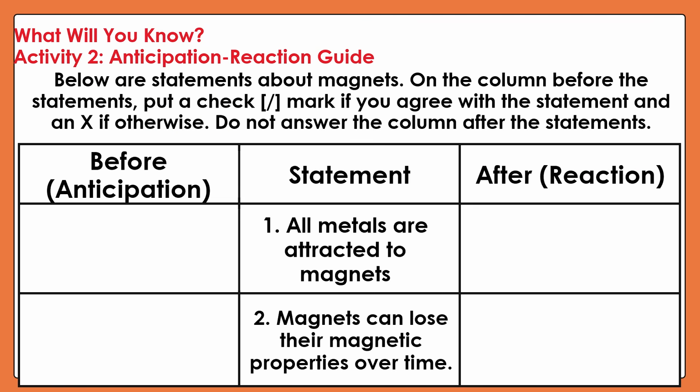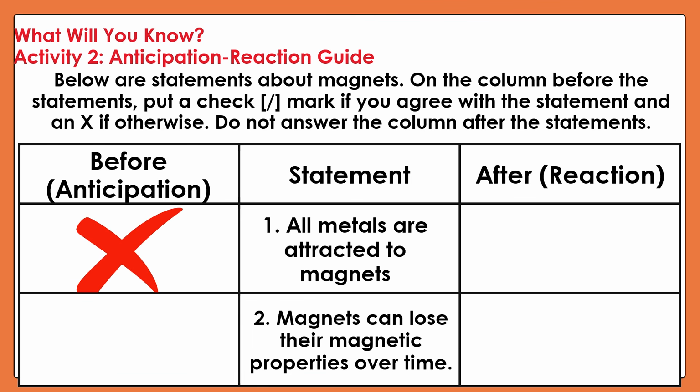What will you know? Activity number 2, Anticipation Reaction Guide. Below are statements about magnets. On the column before the statements, put a check mark if you agree with the statement and an X if otherwise. Do not answer the column after the statements. Let's have number 1. All metals are attracted to magnets. The answer is X.